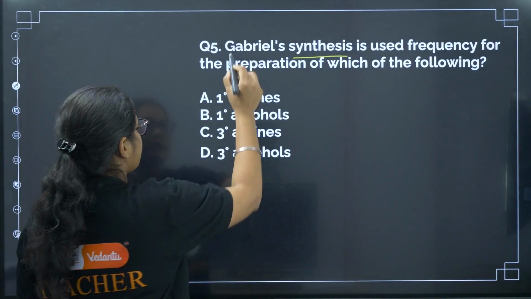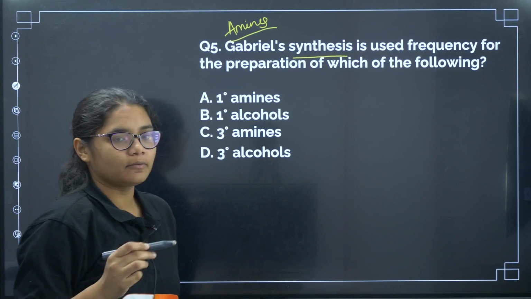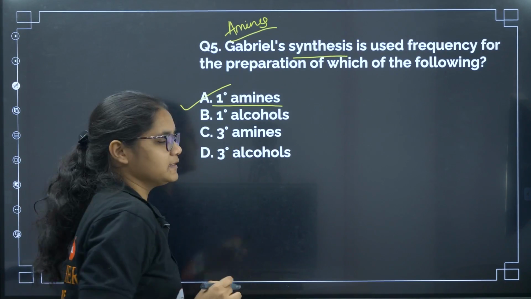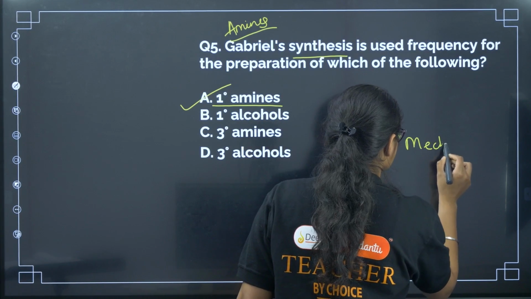Next, this question is from the amines chapter. Gabriel phthalimide is only used for the synthesis of primary amines. The correct answer is option number A. So when you study this one, learn about its mechanism.